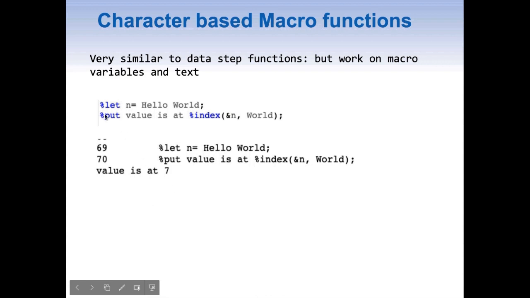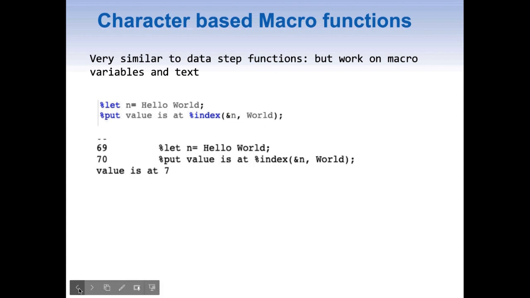So first let's try to create a macro variable. In here I am saying %let n equal to hello world, and I'm doing a %put and I'm saying value is at, and in here I'm using my %index function. This is very similar to the index function we use in the data step. In this function, my first argument is my macro variable &n, followed by a comma, and my second argument is world. That is, I want to find the location of world in this macro variable. Obviously, the macro variable value is hello world, and we are trying to find where world is.